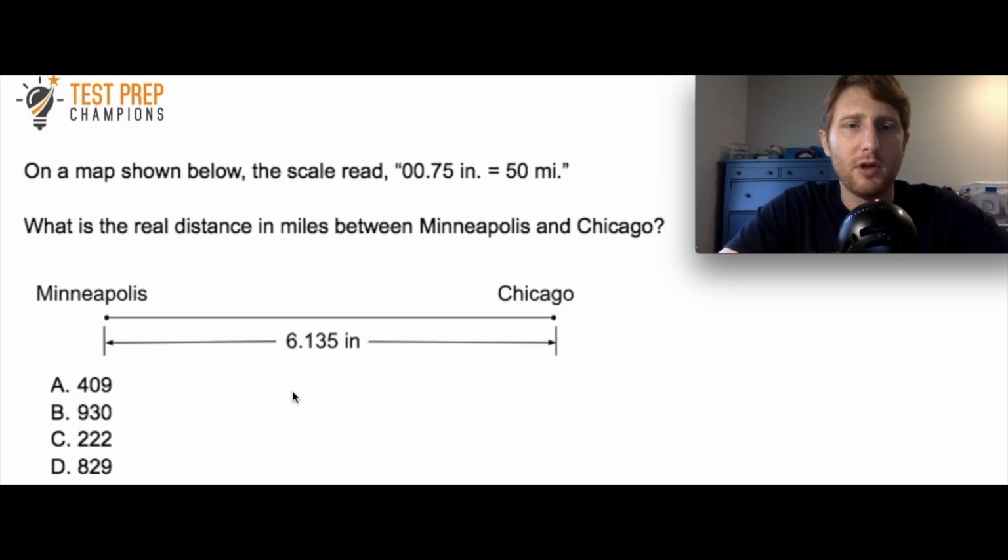On a map shown below, the scale reads 0.75 inches equals 50 miles. What is the real distance in miles between Minneapolis and Chicago? Now, right here we see this little map down here, and this is telling us that on this map, the distance between Minneapolis and Chicago is 6.135 inches. And I'd like you to take this information and basically turn this into miles. I'll give you a chance to pause the video and try this, and if you have any trouble with this, don't worry, because we're just going to go over the answer.